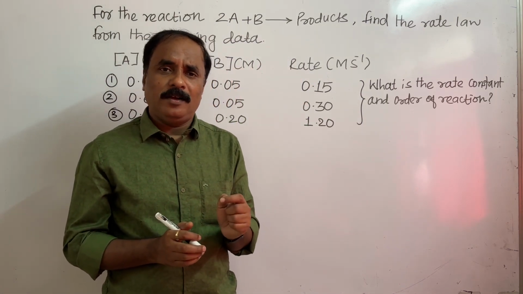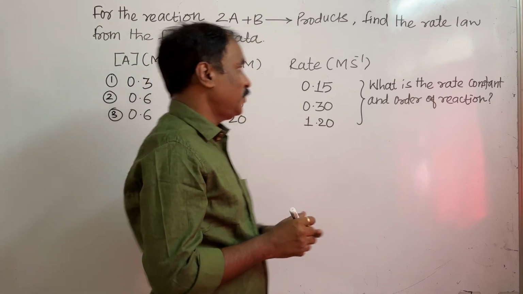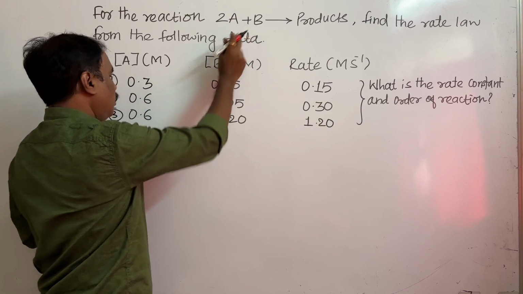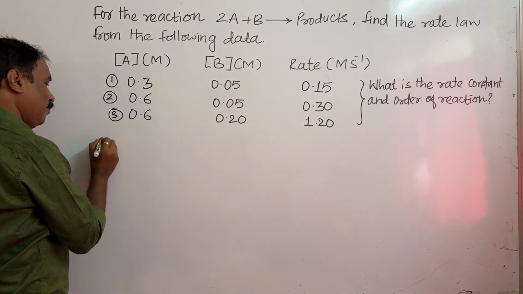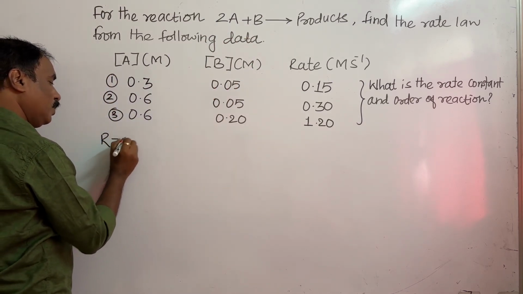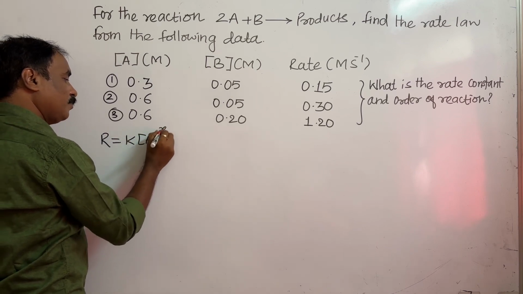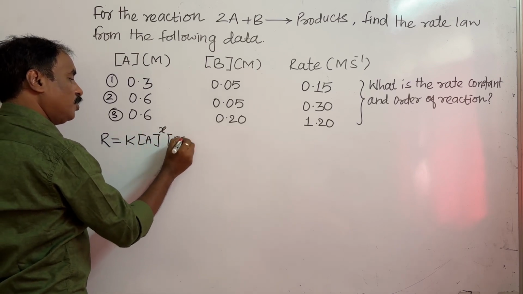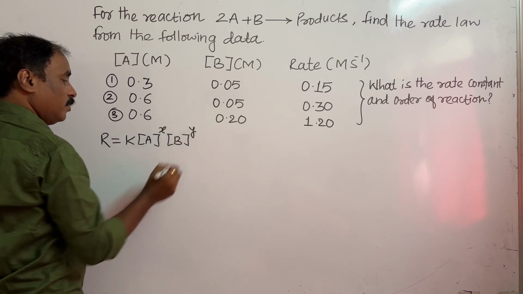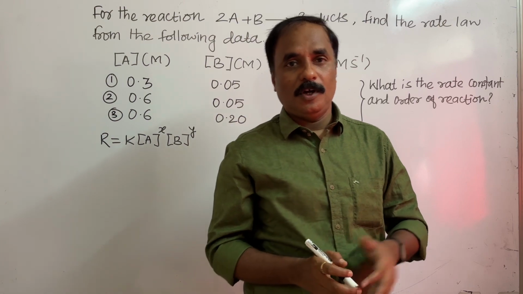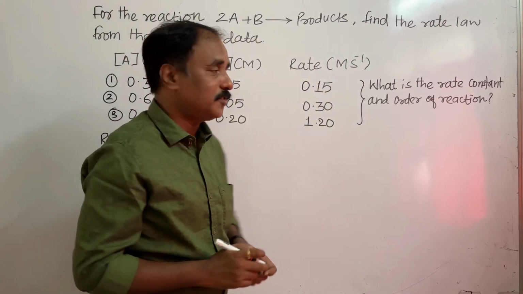For this we can write the general rate law equation. Here there are two reactants, A and B. We can write the rate law for this: R is equal to K into the concentration of A to the power X and the concentration of B to the power Y. This is the rate law for this general equation. Now we'll put the different observations in this.